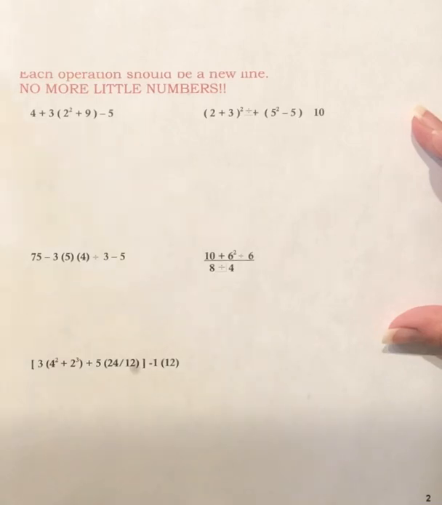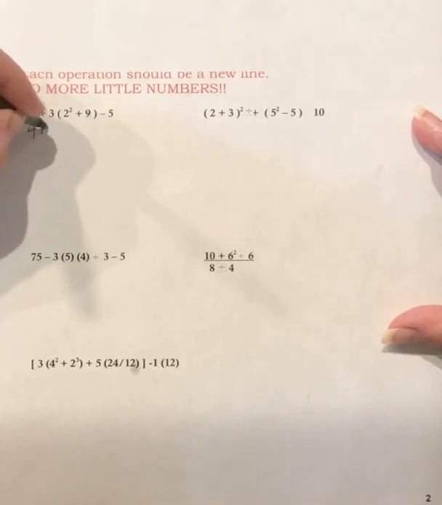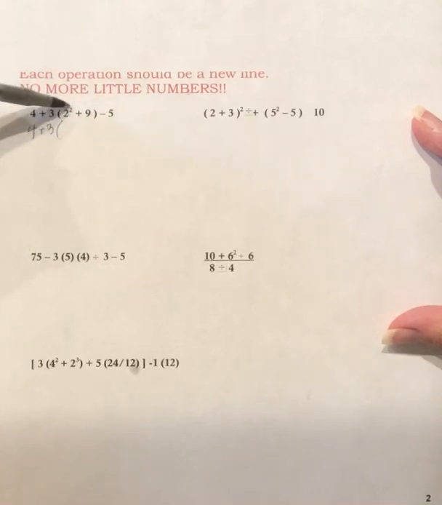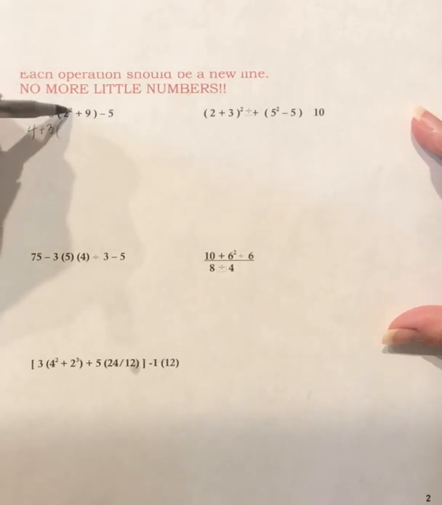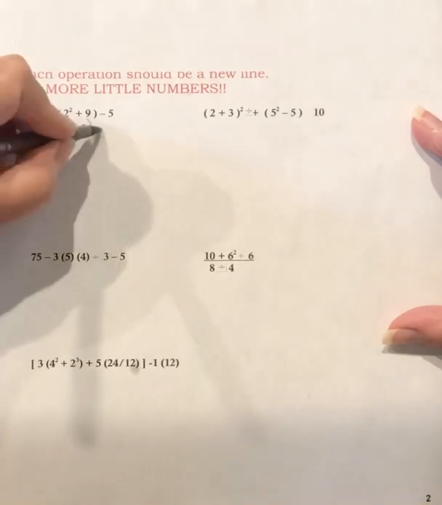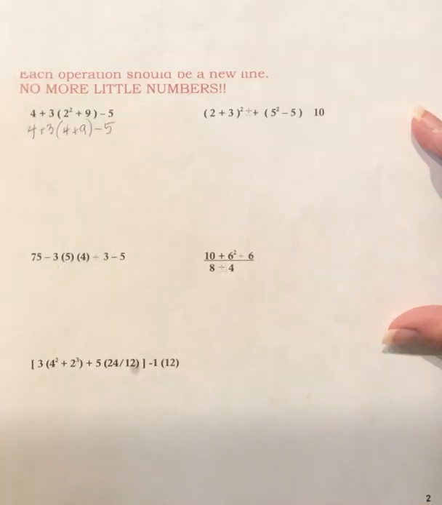So when I think about my order of operations, I know I have to do parentheses first. So right here I have a set of parentheses. I need to do what's in here first. So I'm literally going to recopy everything down until I get to those parentheses. Now within the parentheses is an exponent. So I do have to deal with that. I can't do anything until I do that. So 2 squared is 4. Plus 9, again, I'm recopying everything.